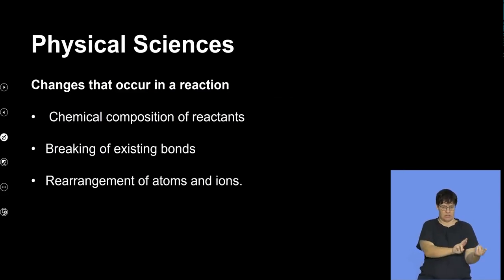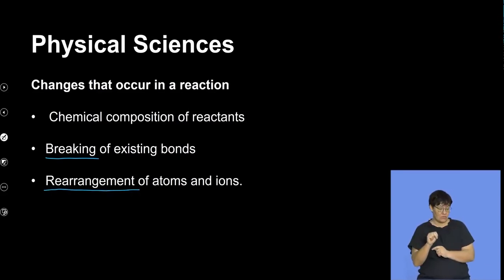There are changes in the chemical composition of the reactants. Also, what is important is that these reactants have bonds within them. Now, these bonds need to be broken. So there's breaking of existing bonds in the reactants. And then for us to get new products, there needs to be some rearrangement of atoms or ions.